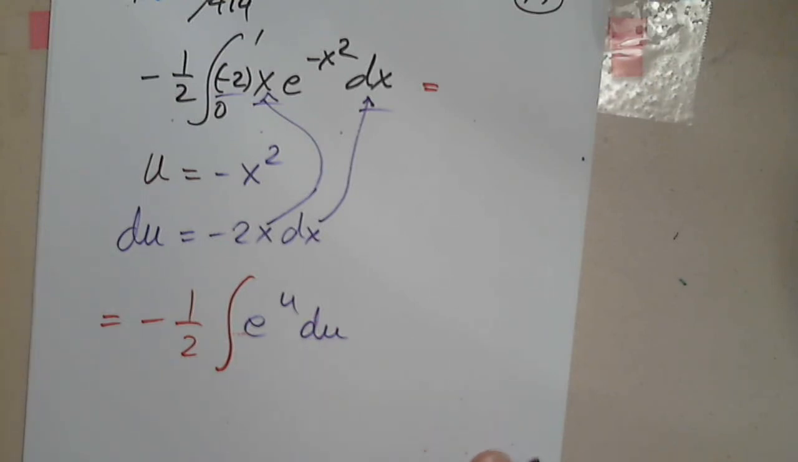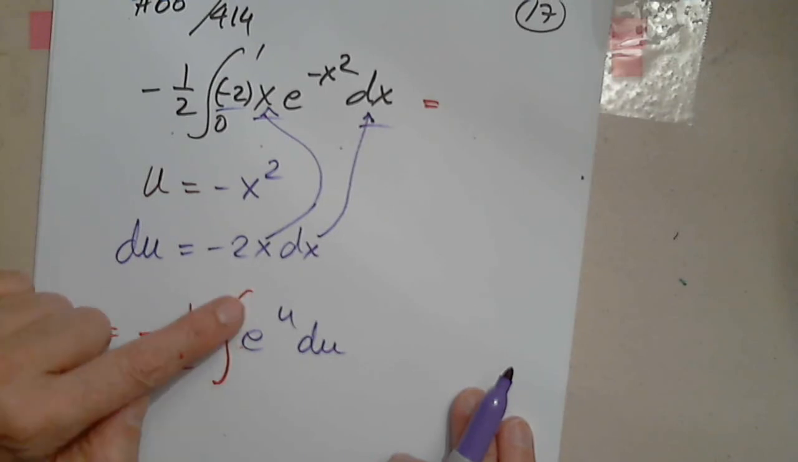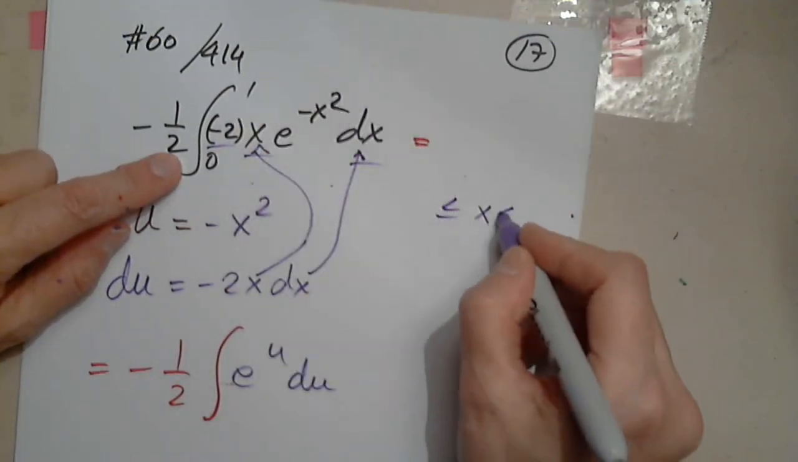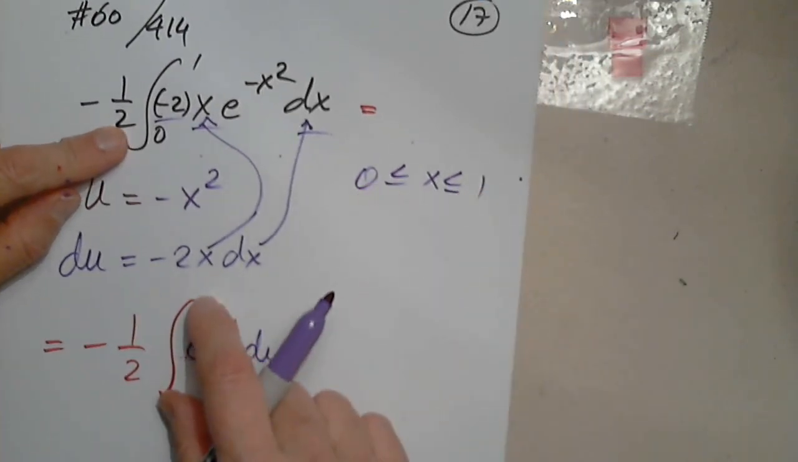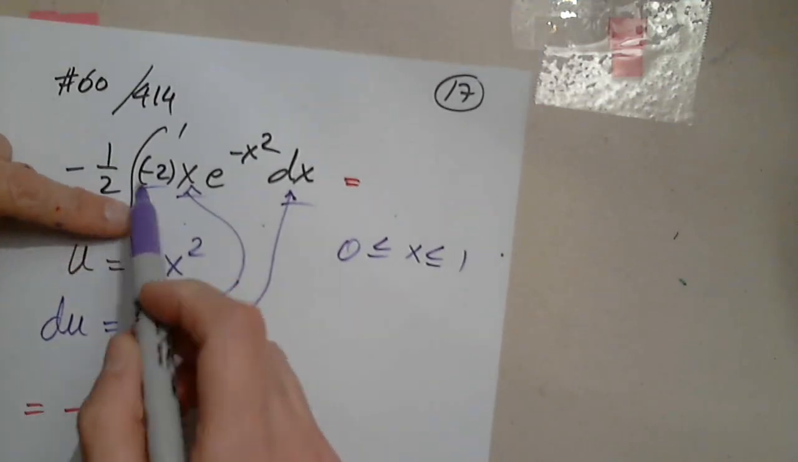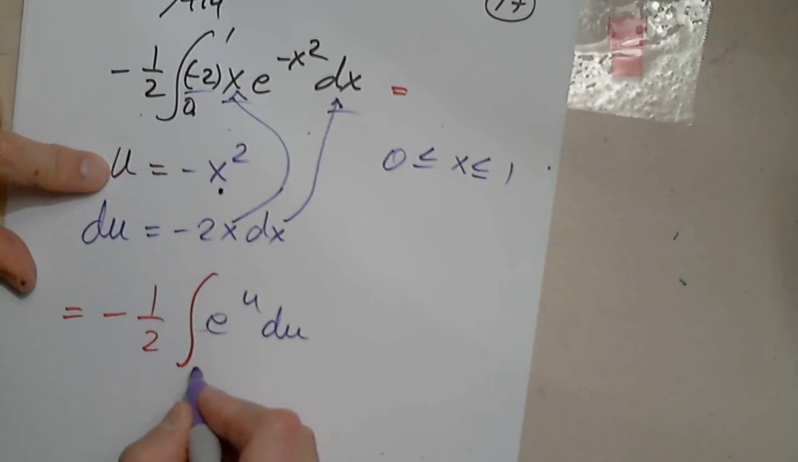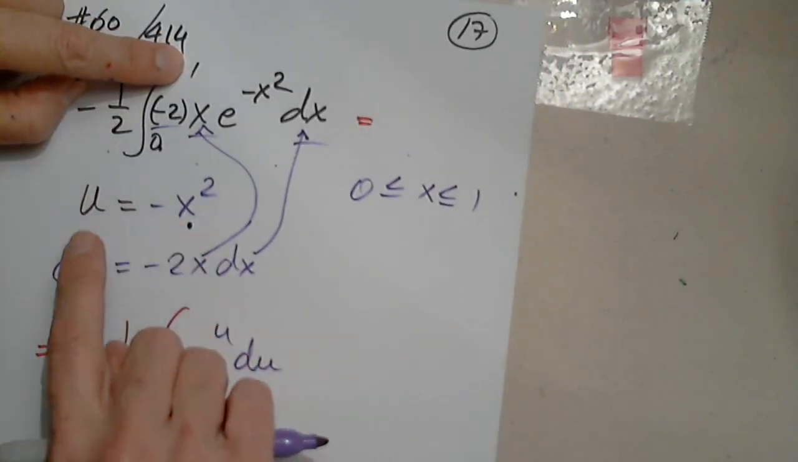Now I have to decide upon the limits of integration. You understand that these are the limits of integration for x. I cannot copy them for u. It's not possible. So when x is 0, how much is u? When x is 0, how much is u? 0. Excellent. When x is 1, how much is u?